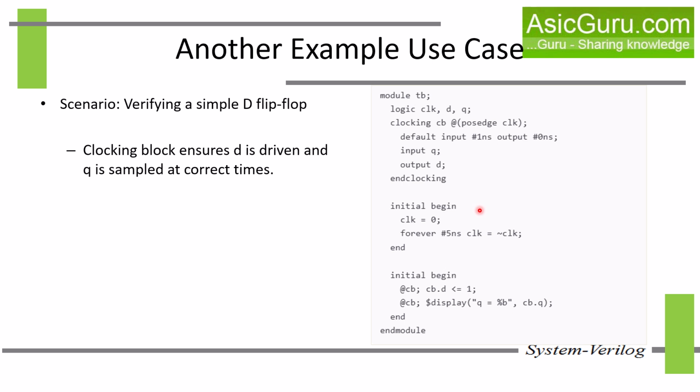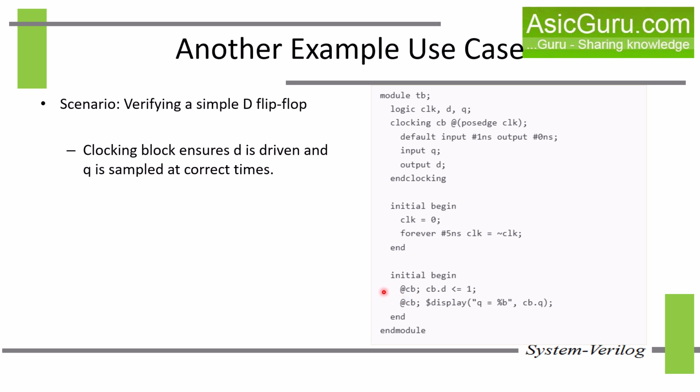Now here we have defined two initial blocks. In the first initial block, we are toggling the clock after every 5 nanoseconds. In the second initial block, we are using this @cb. So this is the clocking block name, and we are using this event to synchronize with the clocking block event.